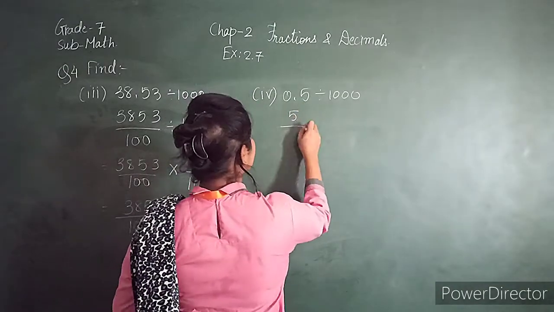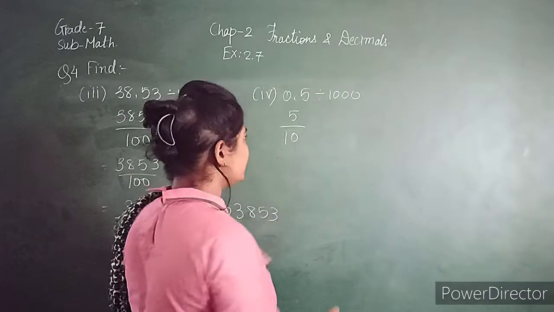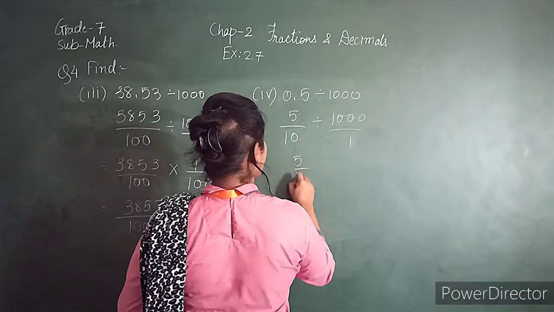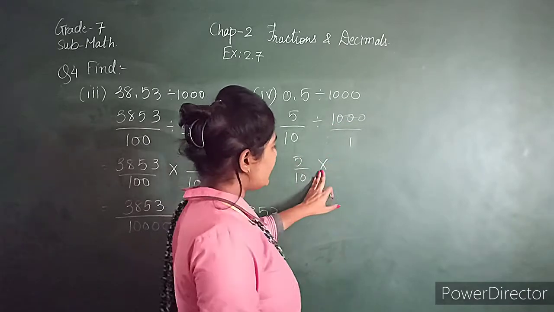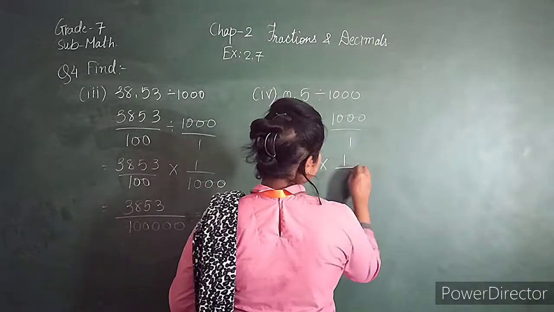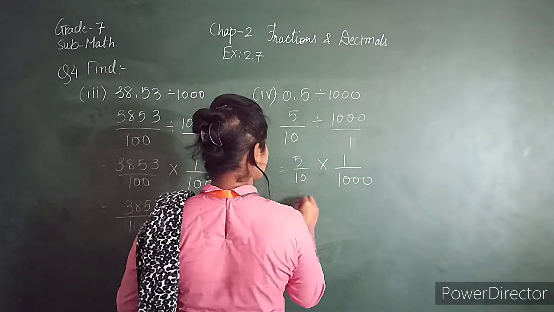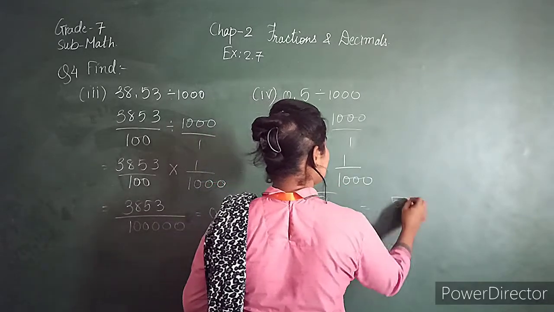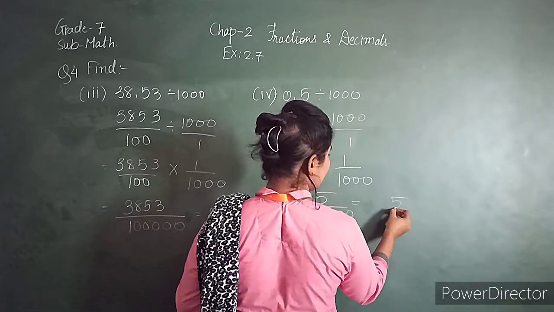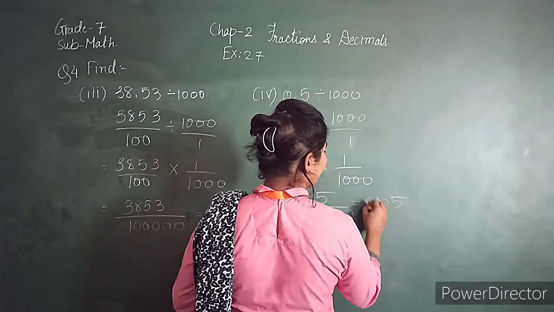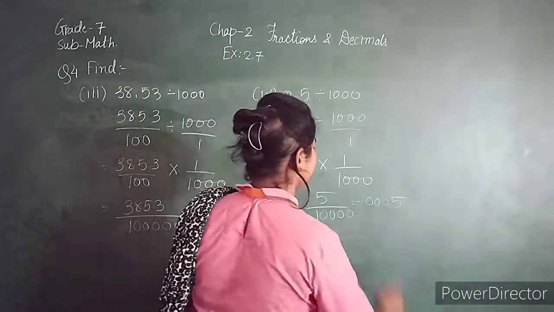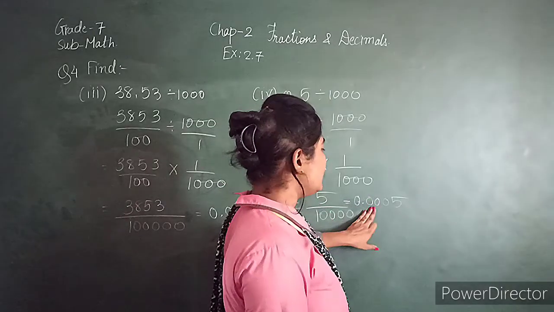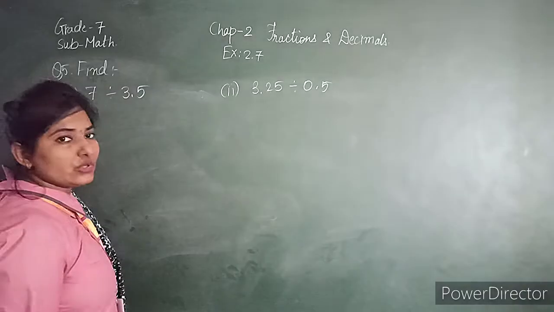Next, 0.5 divided by 1000. If I remove this point, then I have to write 10 in the denominator, and 1000 upon 1. Now 5 upon 10, if I change the sign to multiplication, then I have to write the reciprocal. So it is 5 upon 1000 into 10, that is 10,000. So 4 zeros are there, so we have to put the point before 4 numbers. Here one number is there, so to make it 4, I have to put 3 zeros before the number, and then put the point and 0. So our answer is 0.0005.